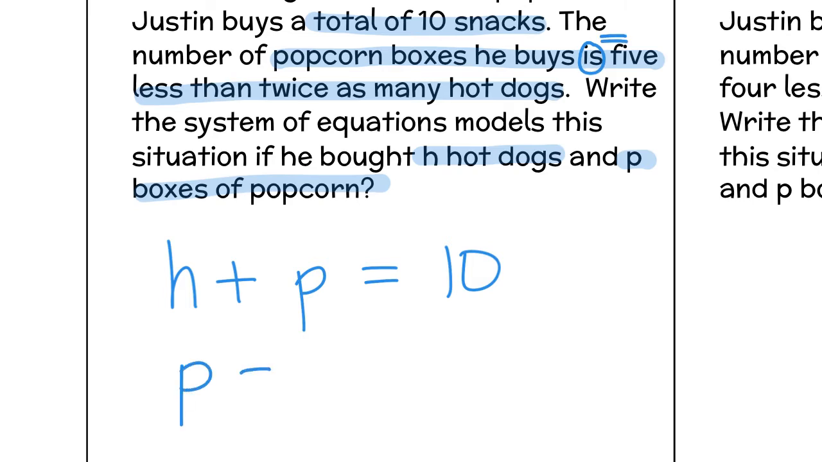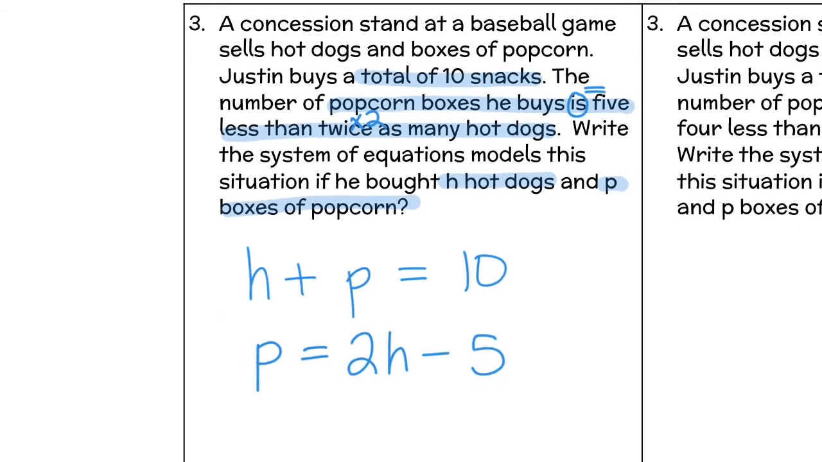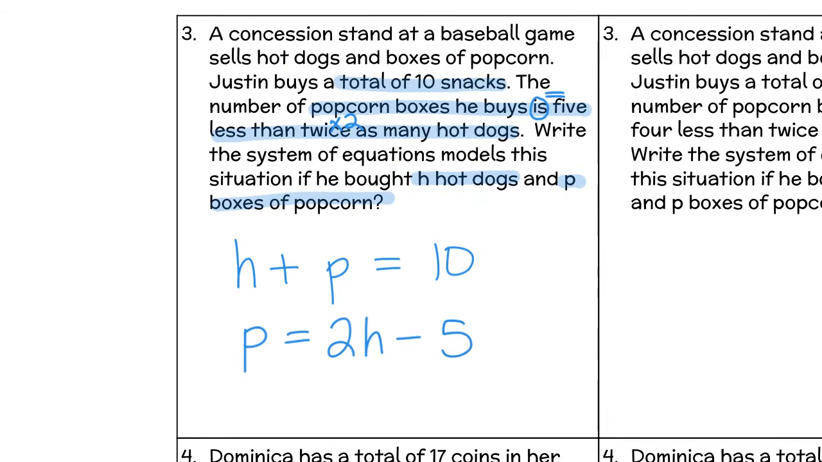So popcorn is 5 less than twice as many hot dogs. Starting with this part, twice as many hot dogs: anytime you do something twice, that means times 2. So since it's twice the hot dogs, we'll have 2H. But then it also says that you want 5 less than that. Less means that we're going to subtract. Minus 5. So that's the system that goes with that story problem.